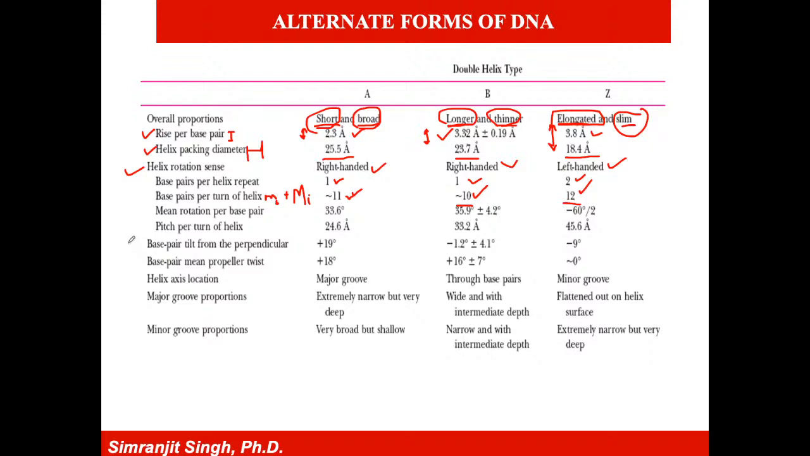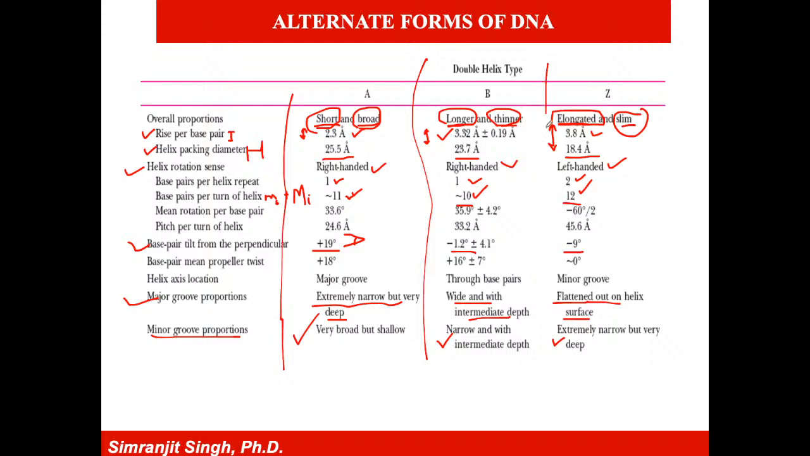Then further, the base tilt perpendicular to the axis, the angle between two nucleotides. Here it is plus 19, this is minus 1, and this is minus 9. Also the major groove proportion: this is extremely narrow but very deep. In A-DNA it is wide with intermediate depth, and in B-DNA it is flattened out on the helix surface, whereas the minor groove proportion is very broad and shallow. This is narrow with intermediate depth, and this is extremely narrow but very deep. So that's the major difference between A-DNA, B-DNA, and Z-DNA.